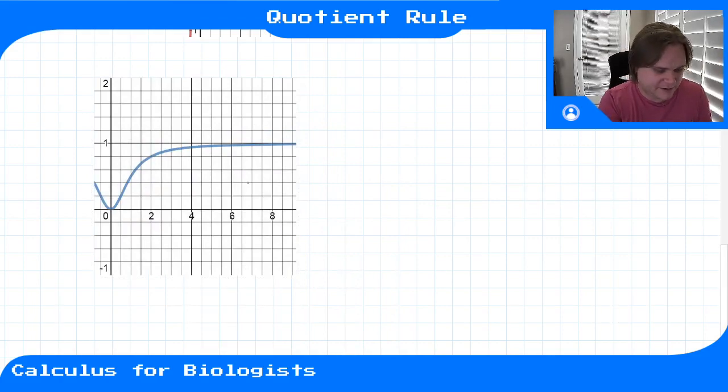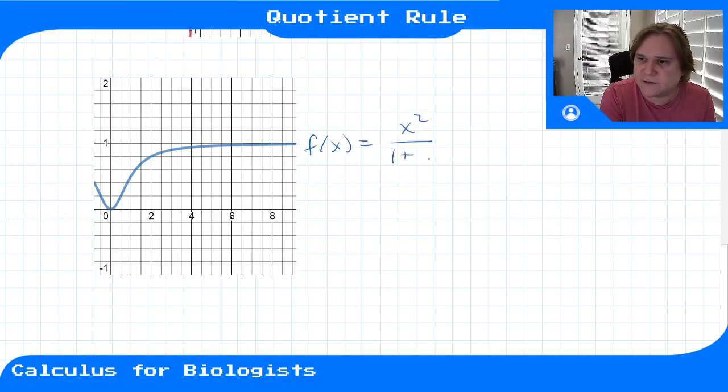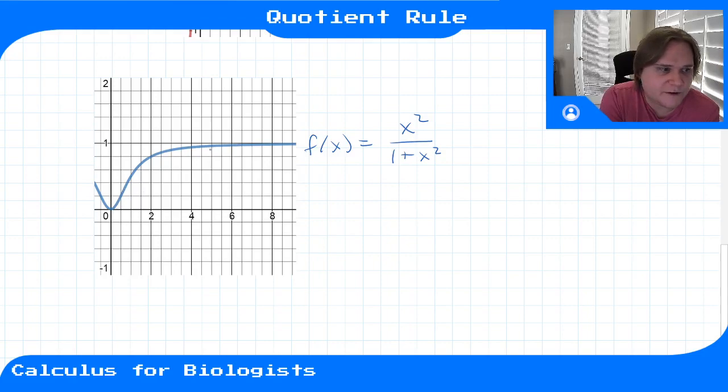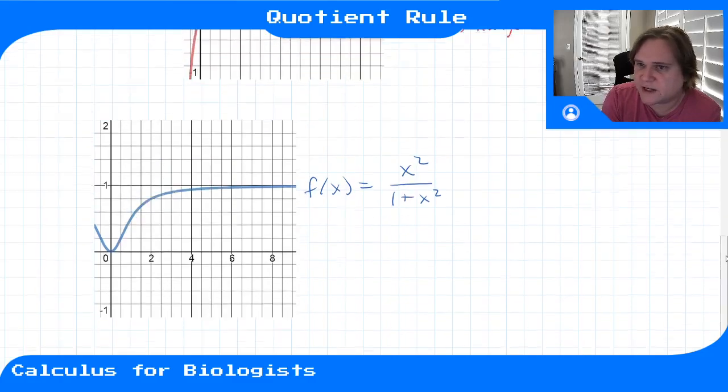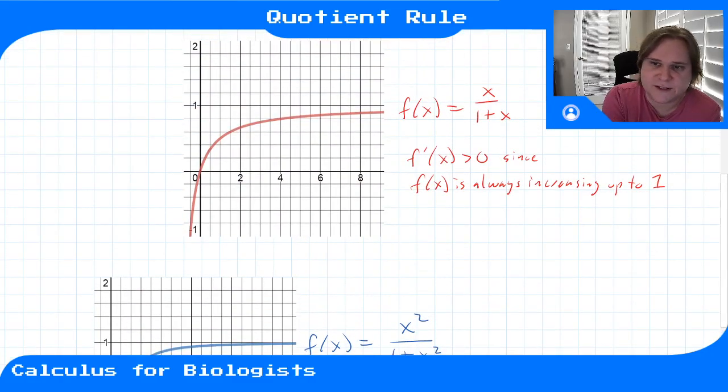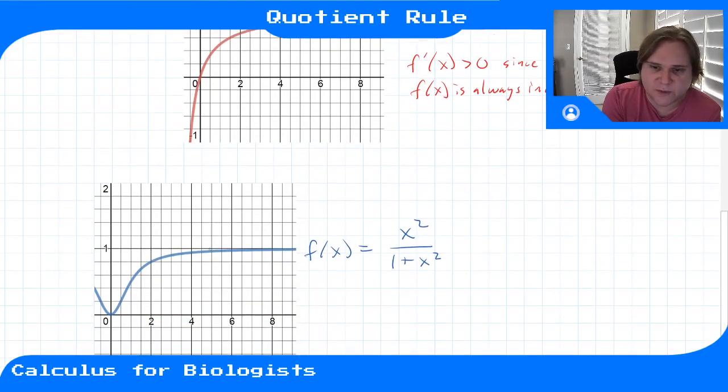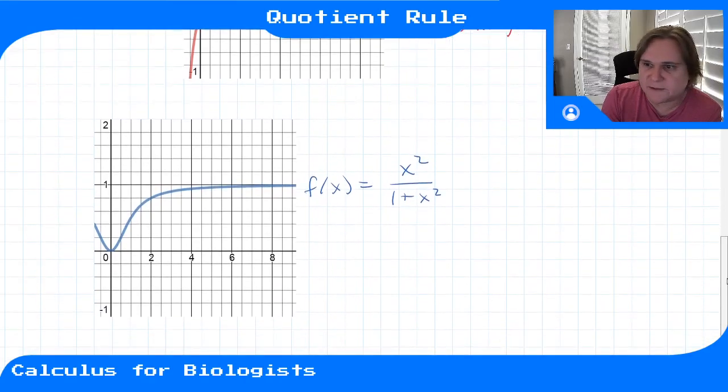The next example is f of x equals x squared over 1 plus x squared, right? So this is a different Hill function with n equals 2, right? And so it's a steeper slope at first, and it gets to 1 faster, but it's just a different type of saturation process than this one, which slowly increases up to 1. This one is a little bit sharper, right? But it still will have the same sort of properties, right?